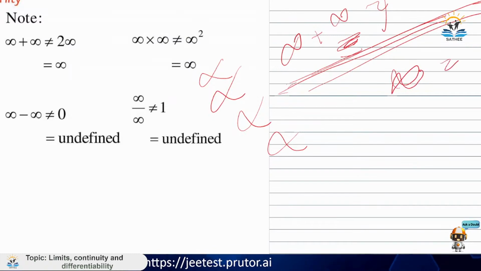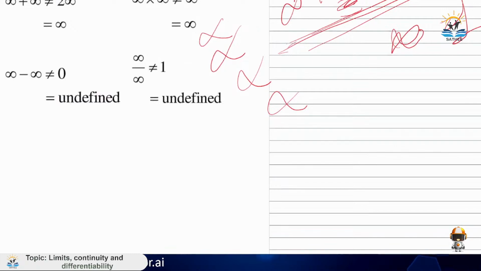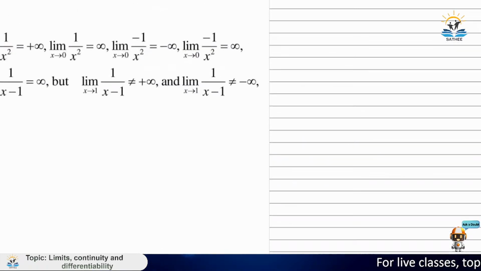Anything done with infinity would give you infinity or something which is not defined. For example, their addition would give you infinity, their multiplication would give you infinity, but subtraction is not defined. Division is also not defined.